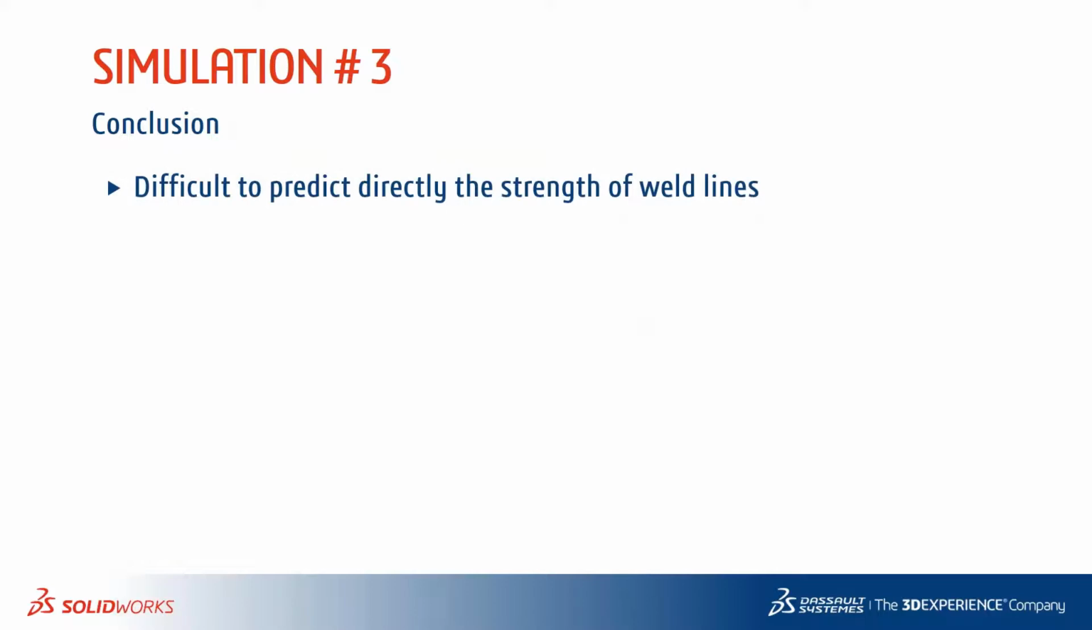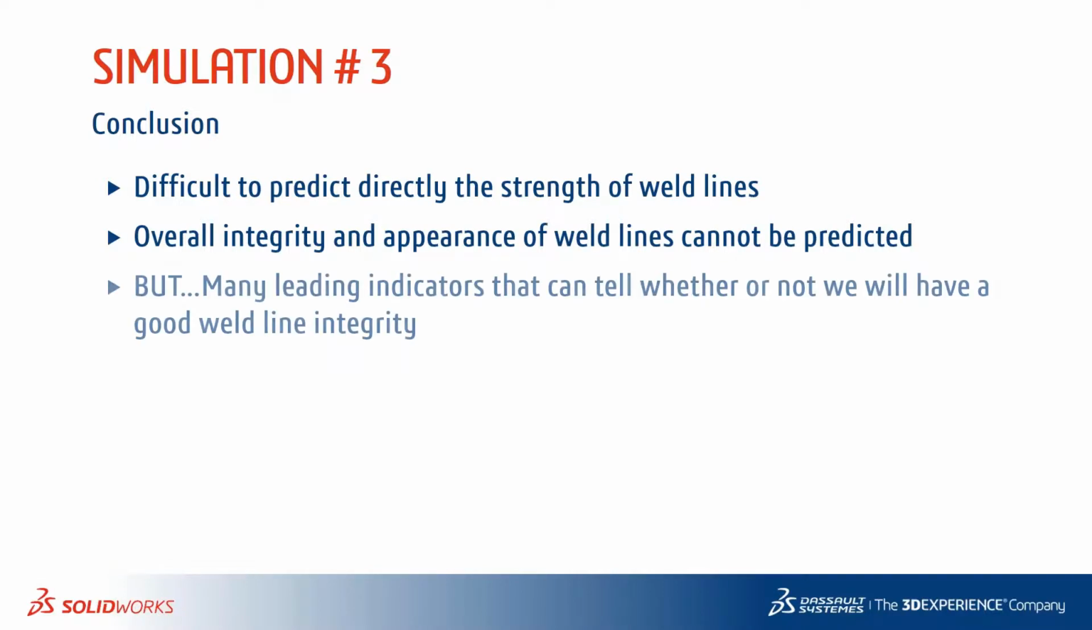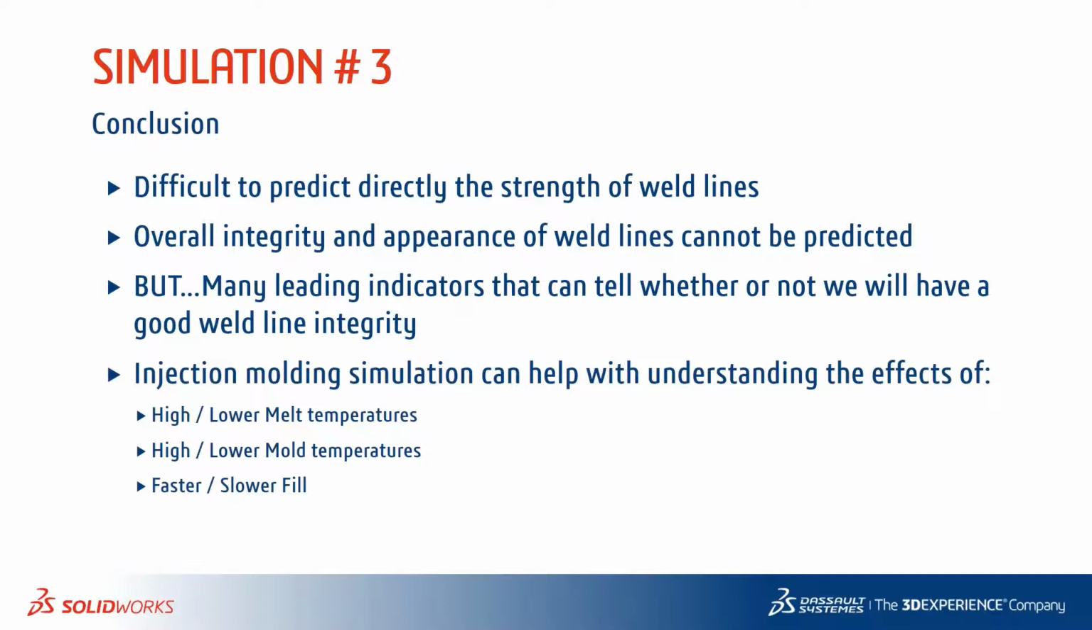So in conclusion, it can be really difficult to directly predict the strength of weld lines, and the overall integrity and appearance of the weld lines cannot be predicted directly. But there are a lot of leading indicators. I showed you a sample today that can tell whether or not we will have good weld line strength. So the bottom line is injection molding simulation software can help with understanding the effects of a lot of physical variables that otherwise can be time consuming and costly to investigate on a real physical machine.